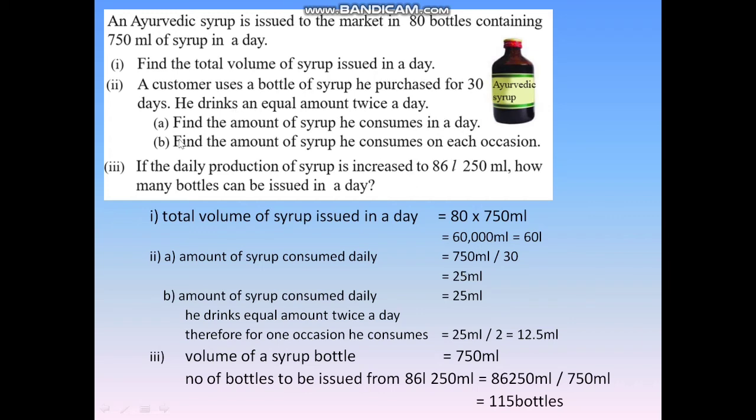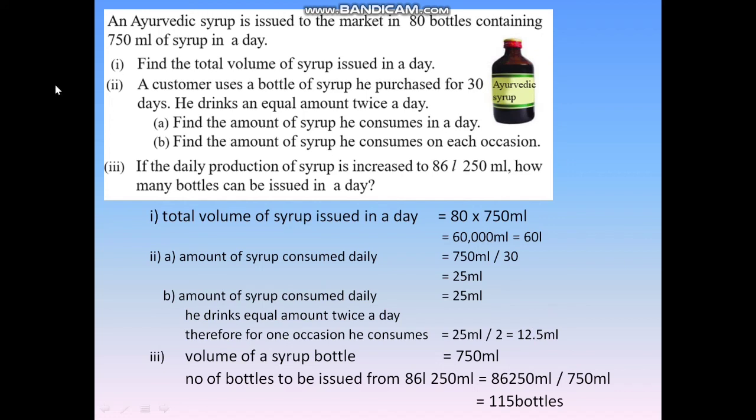Part B. Find the amount of syrup he consumes on each occasion. That means for a day he consumes the syrup 2 times. So for one day he consumes 25 milliliters. We got the answer from A. So for one occasion he drinks, we have to divide this 25 milliliters by 2. We get the answer as 12.5 milliliters. So for one occasion he consumes 12.5 milliliters of syrup.